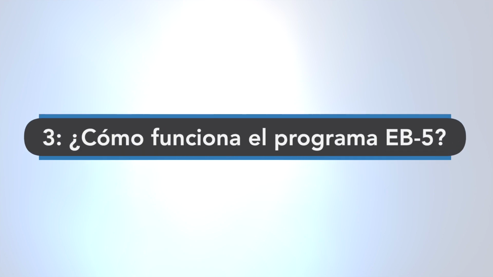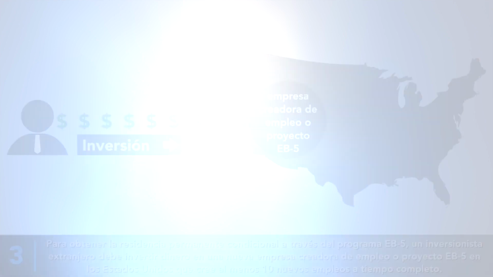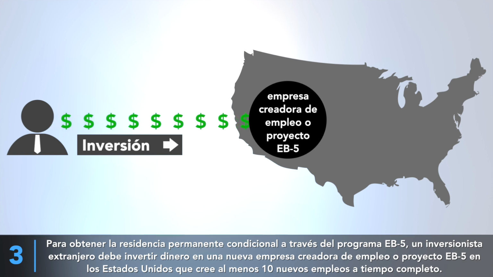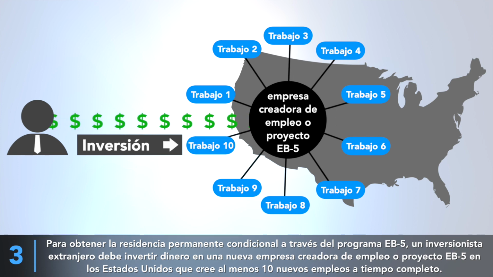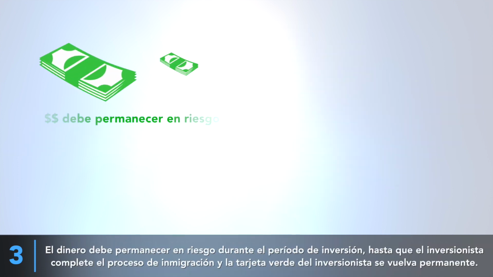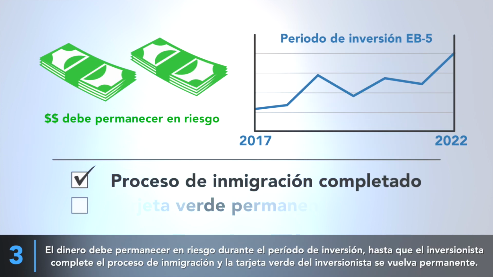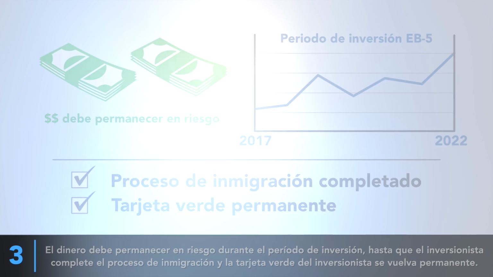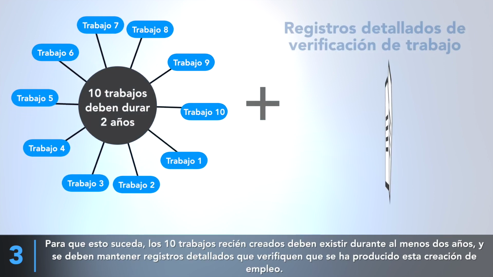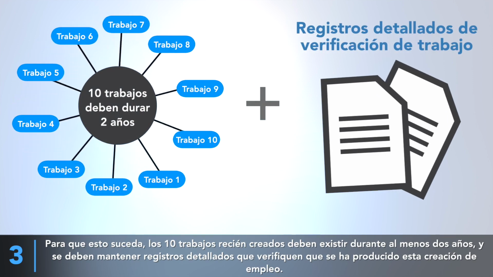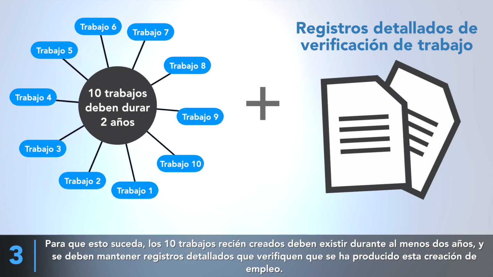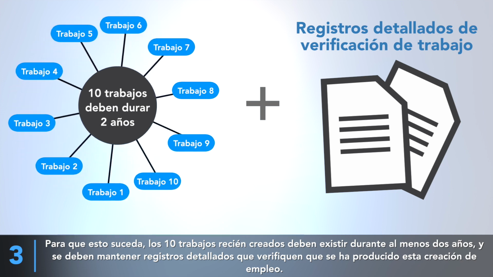3. How the EB5 program works. To obtain conditional permanent residence through the EB5 program, a foreign investor must invest money in a new job-creating enterprise or EB5 project in the United States that creates at least 10 new full-time jobs. The money must remain at risk during the investment period until the investor completes the immigration process and the investor's green card becomes permanent. For this to happen, the 10 newly created jobs must exist for at least 2 years, and detailed records must be kept verifying that this job creation has occurred.